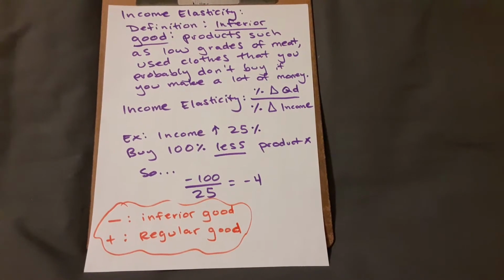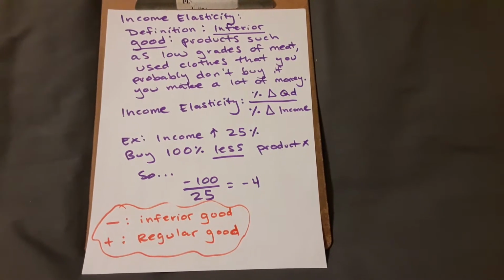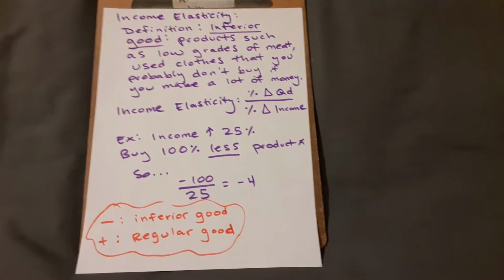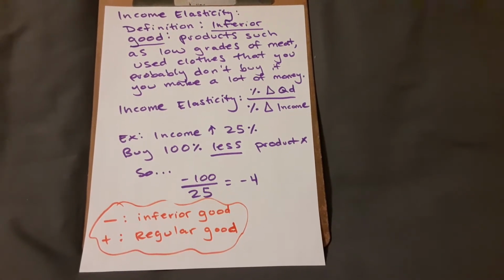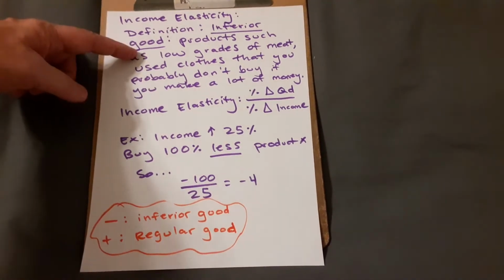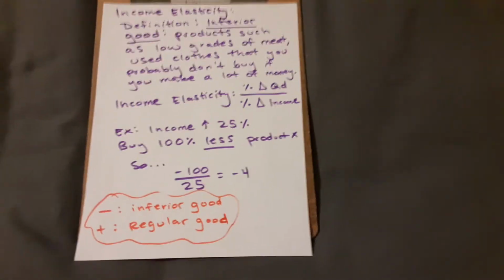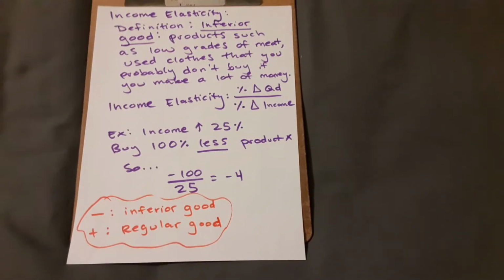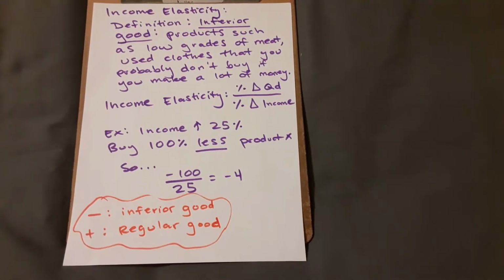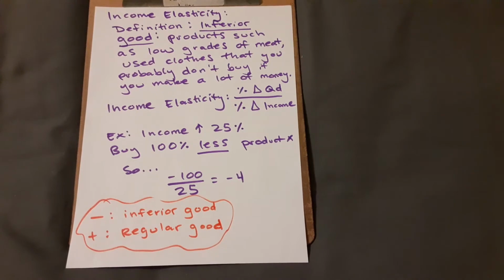A regular good is anything that if you make more money, you're probably going to buy more of it. An inferior good is a product like low grades of meat, used clothes, really old, terrible cars that are about to break down on the side of the road. Those are inferior goods. It's something that you probably don't buy if you make a lot of money.